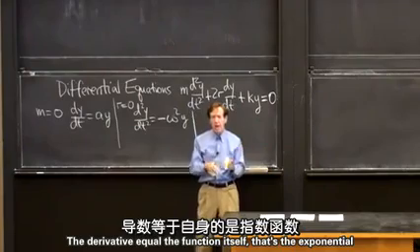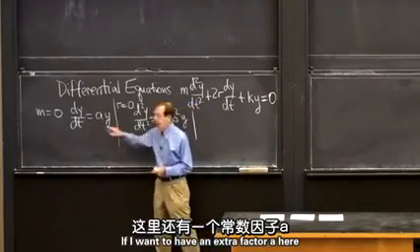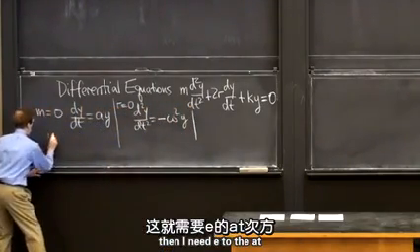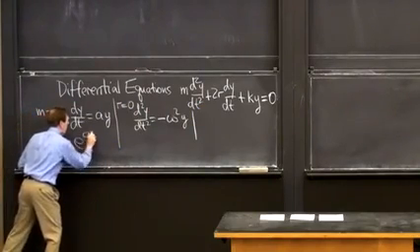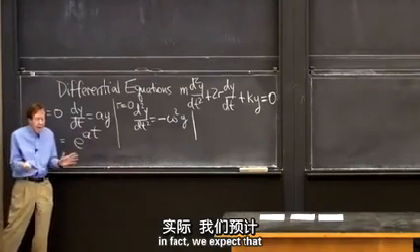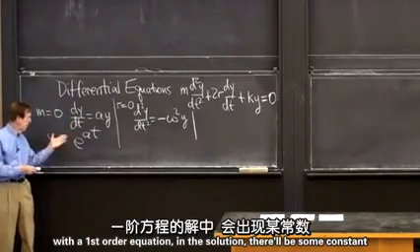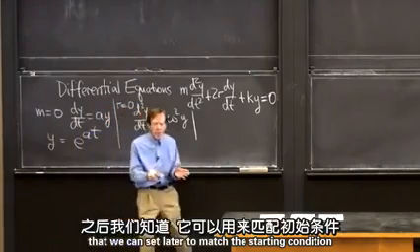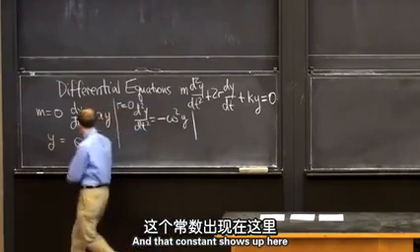And we know the function that solves that equation. When the derivative equals the function itself, that's the exponential. If I want to have an extra factor a here, then I need e to the at. And usually, with a first order equation, we expect that in the solution there'll be some constant that we can set later to match the starting condition. And that constant shows up here.